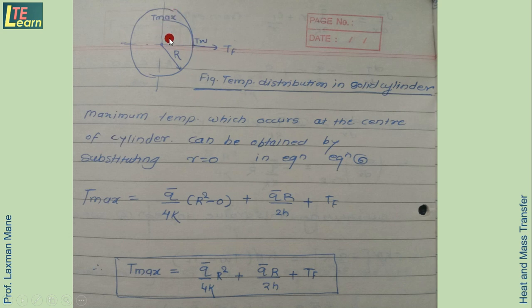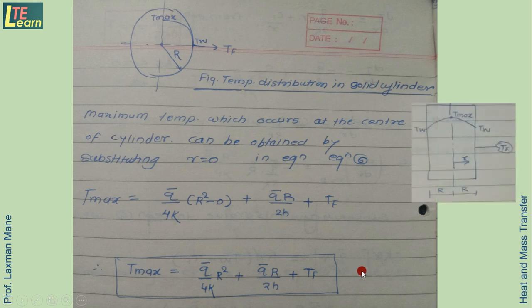So here this is a diagram. Now the maximum temperature occurs at the center of the cylinder, at the center meaning small r is equal to 0. So in the equation, for small r equal to 0, we write this term. So for maximum temperature we find this equation, T max, and this is the temperature distribution where this is the maximum temperature and this is the wall temperature.